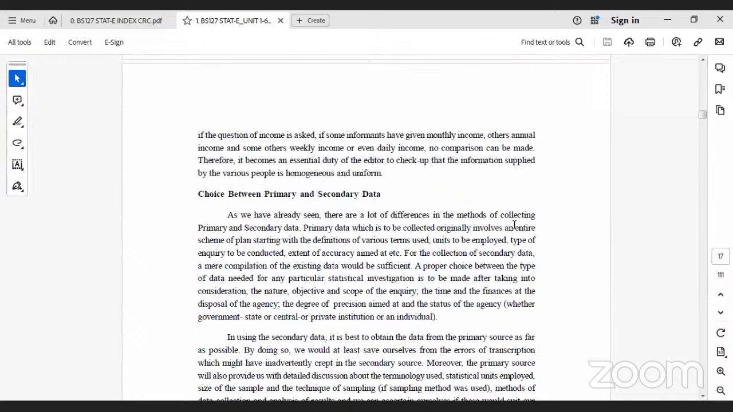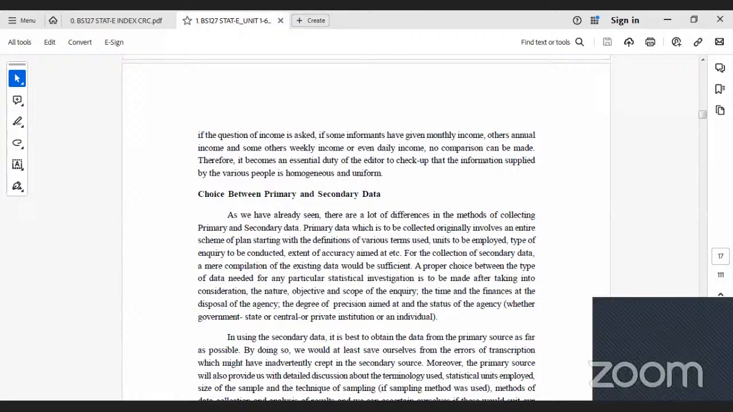Choice between primary and secondary data. What is the choice between primary and secondary data? Anyone tell me, please. What is the choice between primary and secondary data? Anyone, please, is it right or wrong? Please tell me.